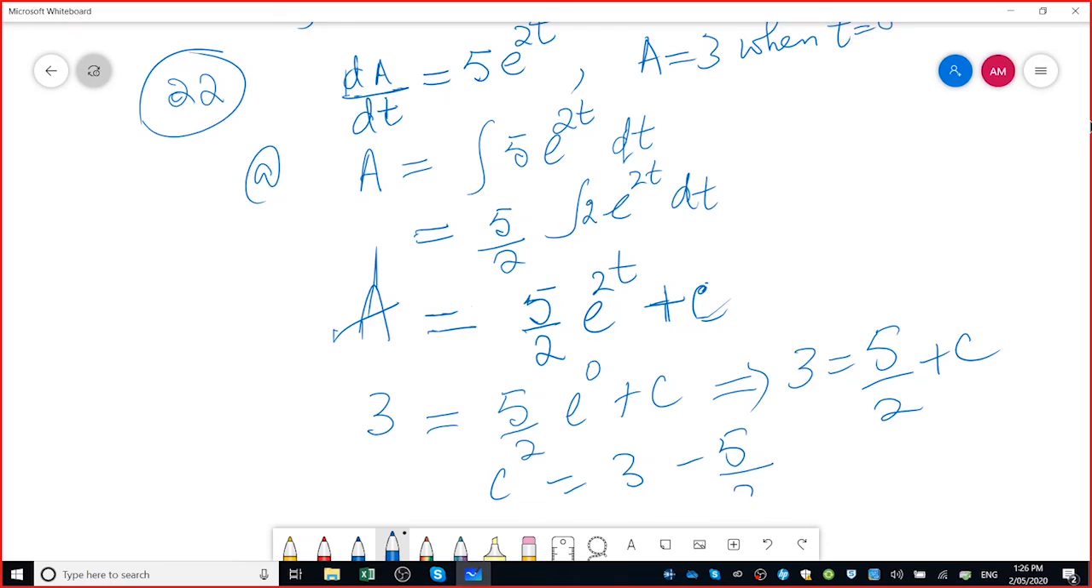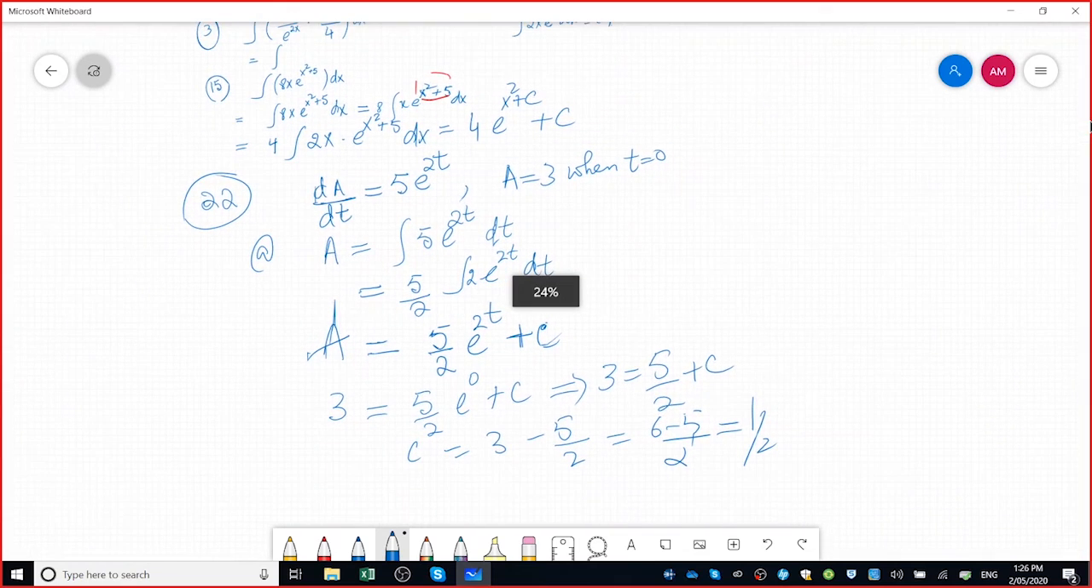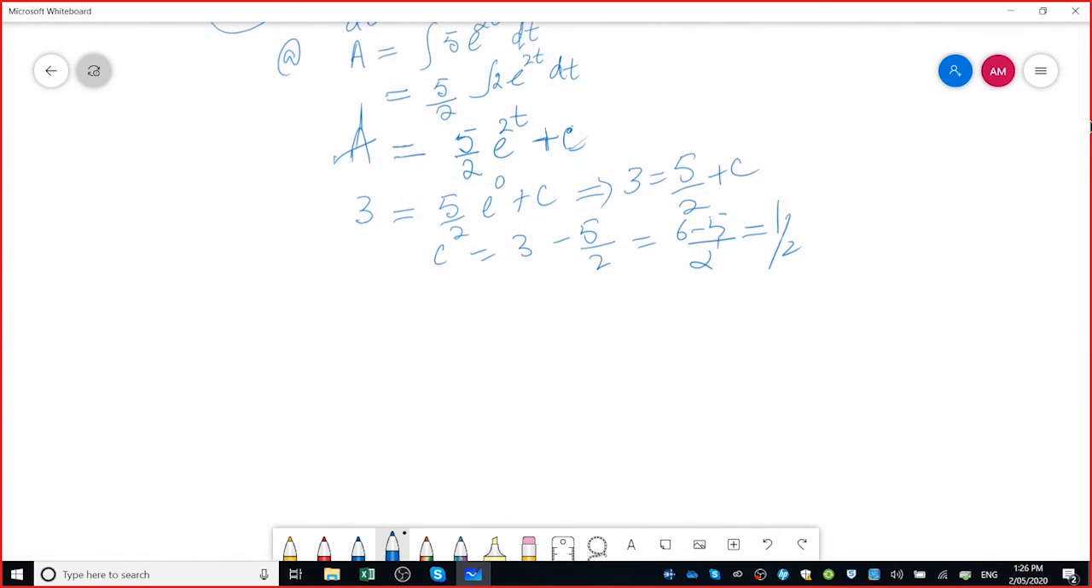And it comes out to be 6 minus 5 over 2. That comes out to be 1 over 2. So that means our a is equal to 5 over 2 e raised to the power of 2t plus half.